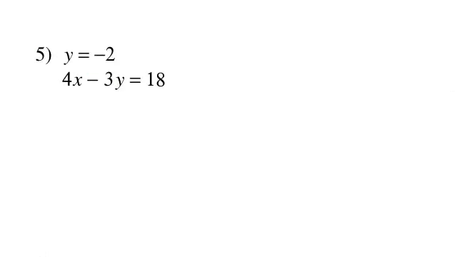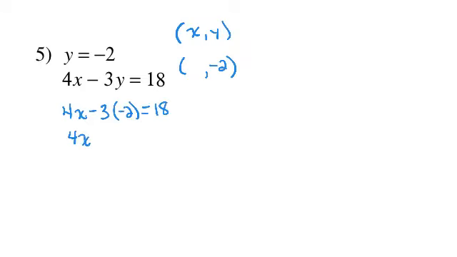What happens when we're given one equation where it just says something simple like y equals negative 2? Well, it means that half of our work is already done for us, because remember, we're trying to find the x, y pair, and that means we know that y is negative 2. So all I have to do is sub in for y and solve for x. It's that easy.